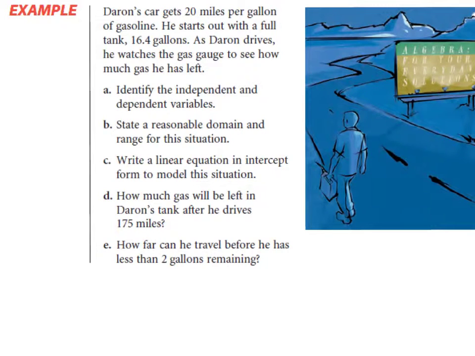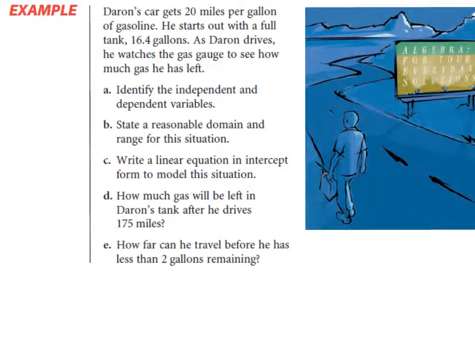In our example, we have a car that gets 20 miles per gallon of gasoline, and Darren starts out with a full tank, and in his particular car that's 16.4 gallons. And as he drives, he watches his gas gauge to see how much he has left. Part A is asking us to identify the independent and dependent variables.